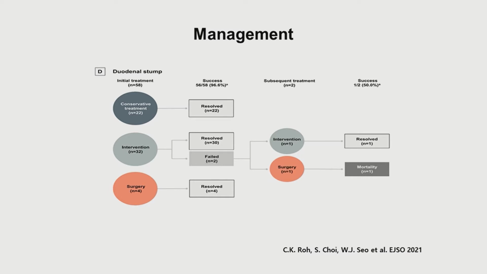Unlike the other site leakage, most of the patients were healed after initial management in duodenal stump leakage. Overall mortality was 2%.